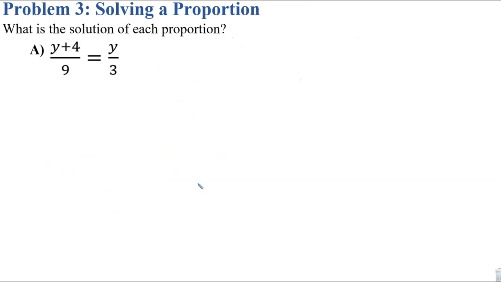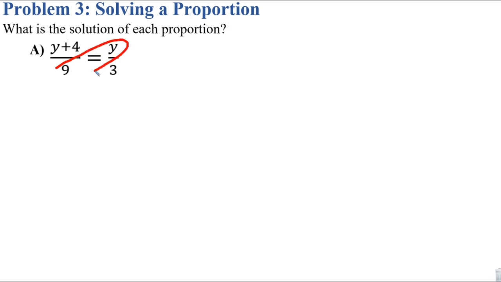So let's take a look at solving some ugly proportions. Okay, problem 3, it says, what is the solution of each proportion? And for part A, we want to figure out what value of y I could plug in that make these two fractions equal to each other. So to do that, we will cross multiply. We'll find the cross products.